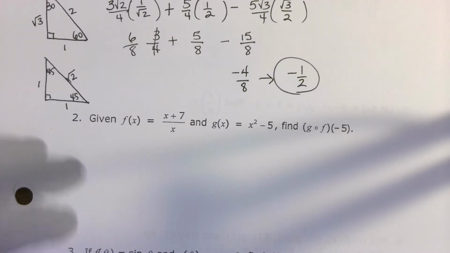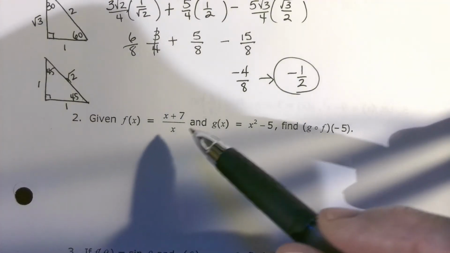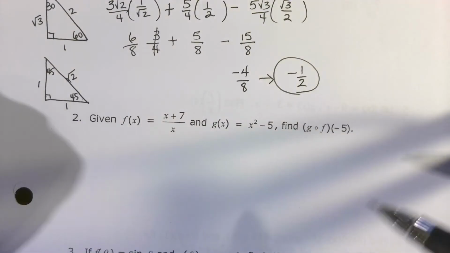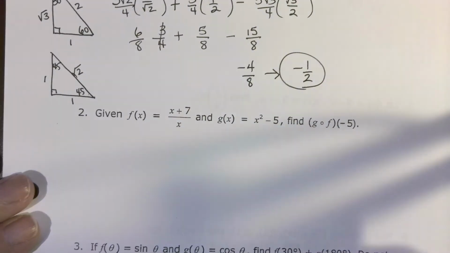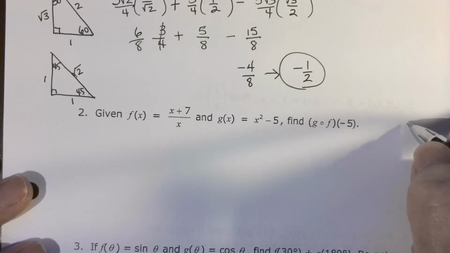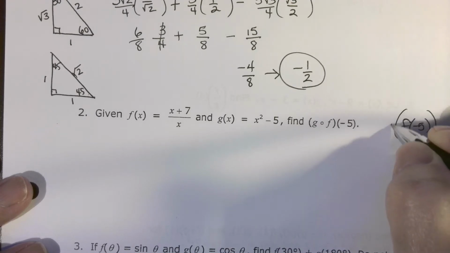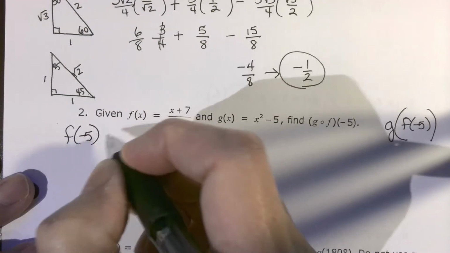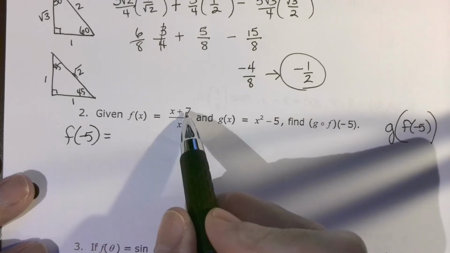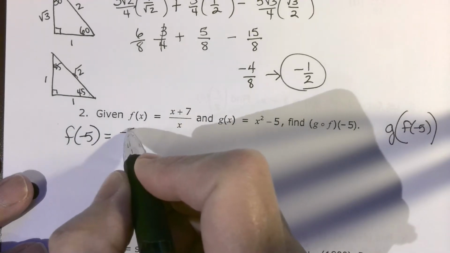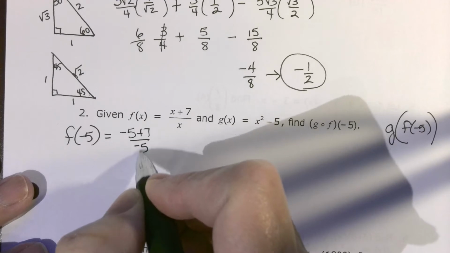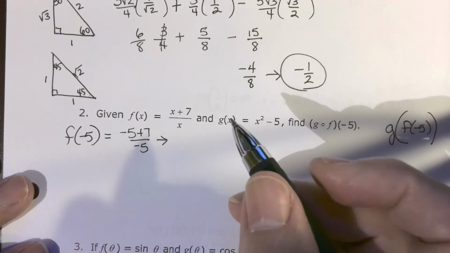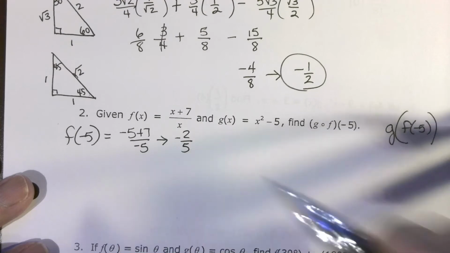Okay, number 2 says, given these functions f and g, find g circle f of negative 5. So what that means is you're going to find f of negative 5, and whatever that answer is, you'll put into the g function. So f of negative 5, that's the first thing we've got to figure out. So I'm going to put a negative 5 here. When I do that, I get negative 5 plus 7 over negative 5. That's 2 over negative 5, so that's negative 2/5.